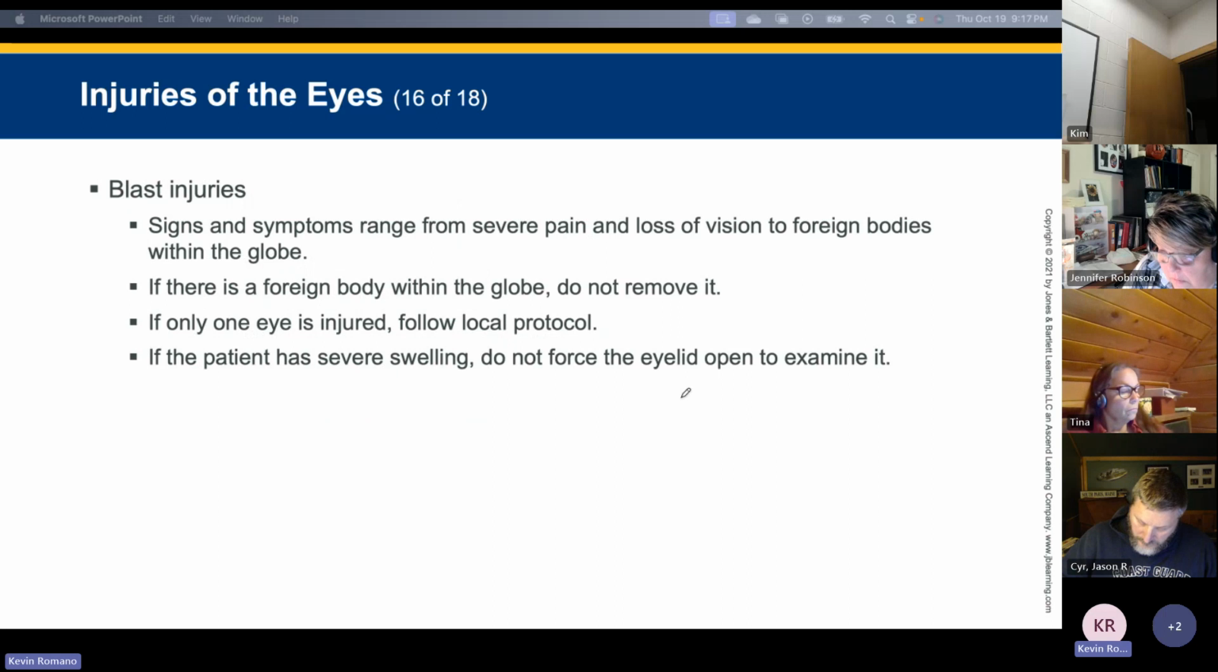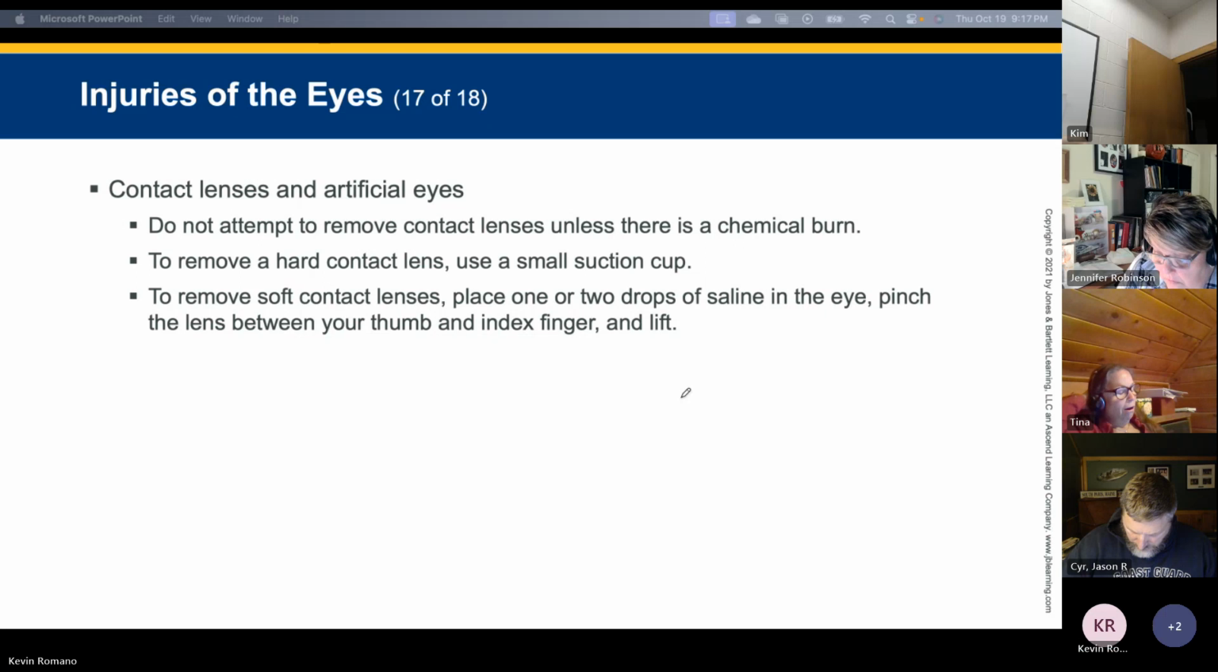Blast injuries. Signs and symptoms of blast injuries range from severe pain and loss of vision to foreign bodies within the globe itself. Management of injuries to the eye depends on the severity of the injury. Again, you have to do an assessment and see how you're going to treat it. Contact lenses and artificial eyes: in general, do not attempt to remove contact lenses except for chemical burns. To remove a hard contact lens, use a small suction cup moistened with sterile saline.